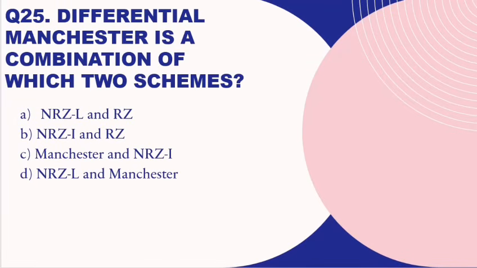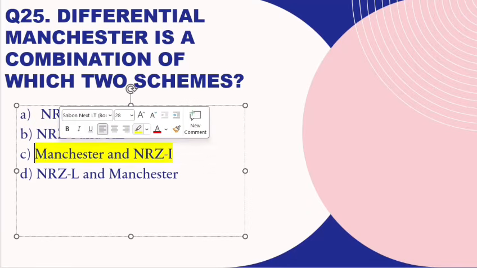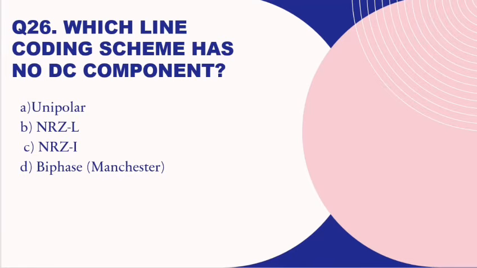Moving on to the 25th question. Differential Manchester is a combination of which two schemes? Option A, NRZ-L and RZ. Option B, NRZ-I and RZ. Option C, Manchester and NRZ-I. Option D, NRZ-L and Manchester. So the correct answer for this question is option C.